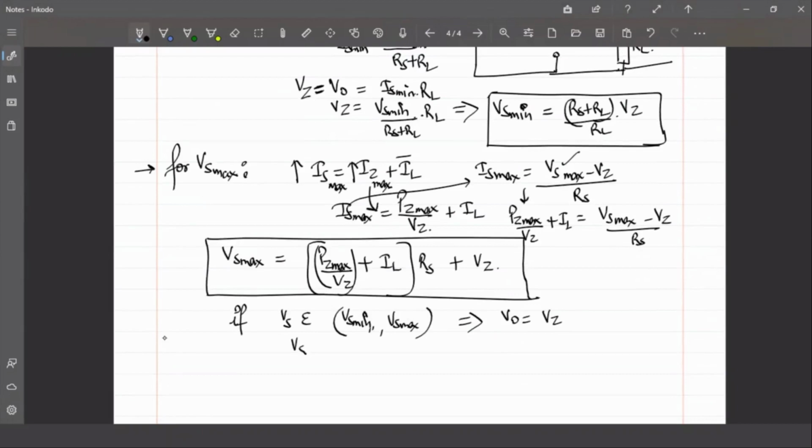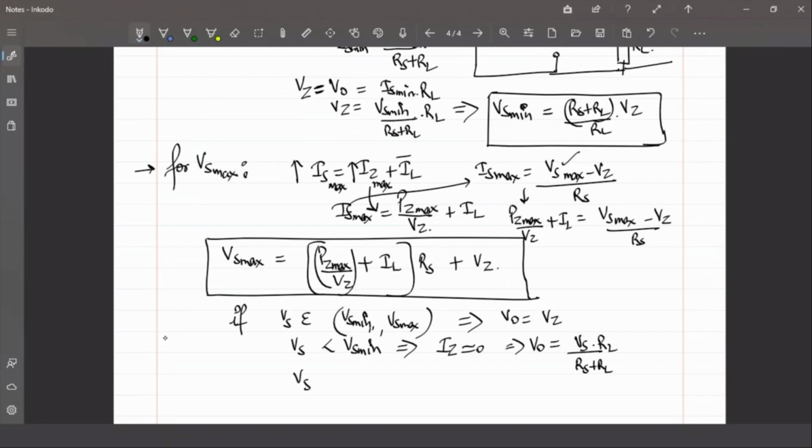And if Vs is less than Vs minimum, what will happen? This implies that the Zener is off, or Iz is almost zero. The Zener diode is off. In that case it's an open circuit, and for that condition we already know that the output voltage will be equal to Vs divided by Rs plus RL multiplied by RL. So it will no longer remain equal to Vz.